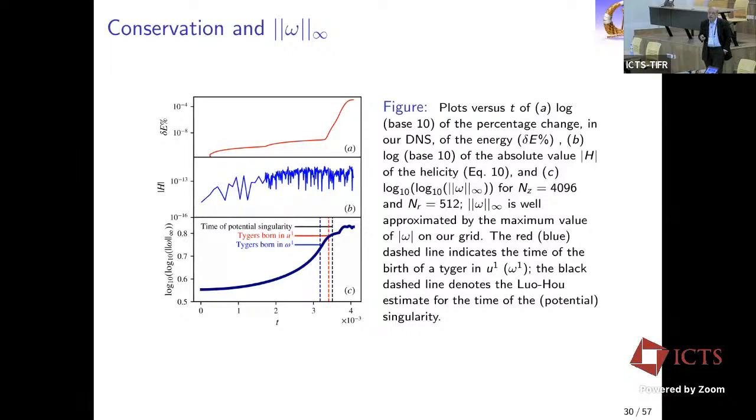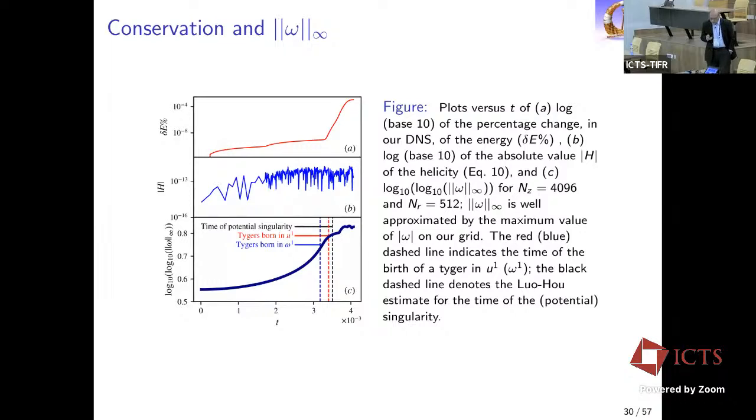And this is the plot of the Beale-Kato-Majda type. So log of omega infinity rises slowly, and then it seems to become very large. This black dashed line here is the time of potential singularity contained in the work of Luo and Hou. So to this extent, of course, our results are in agreement with theirs.